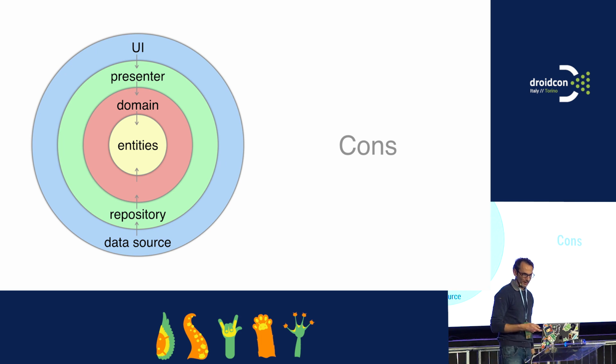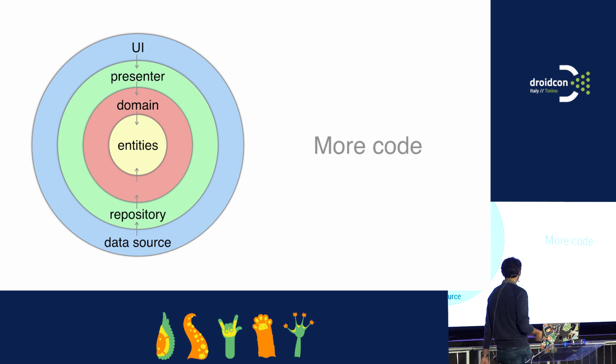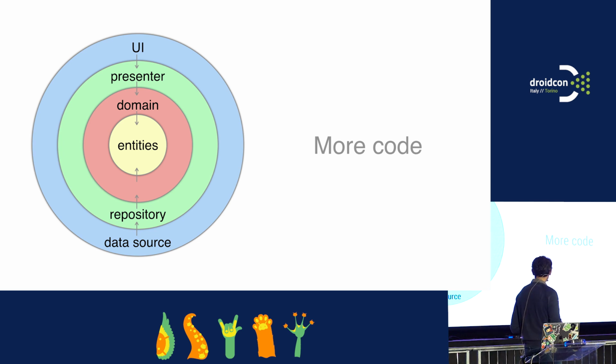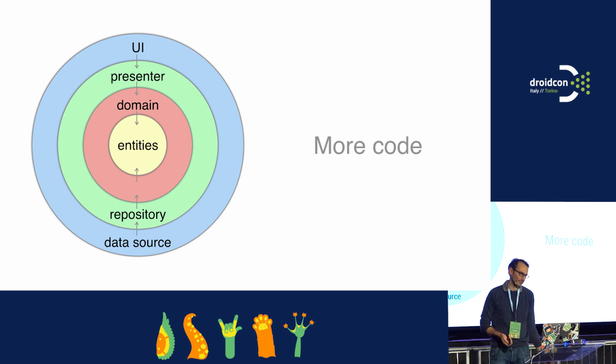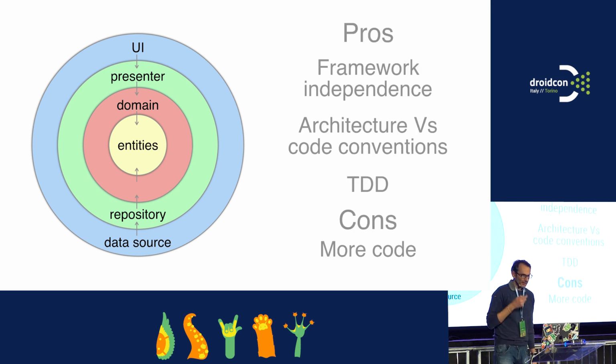Usually, the con is that we need more code, because sometimes we need some extra interfaces, sometimes we need some mapping from one class to another. Here, for example, we can't use the Android location in our business logic, so we are forced to create a new location data class in our entities, because we can't use the other one. So we probably need some extra classes, but it's not usually a big problem. So these are the pros and the cons.